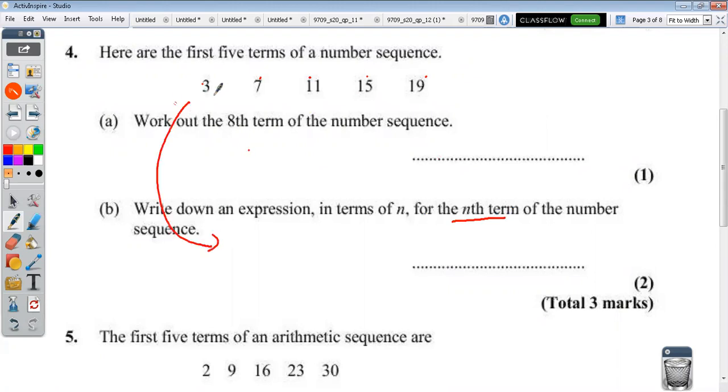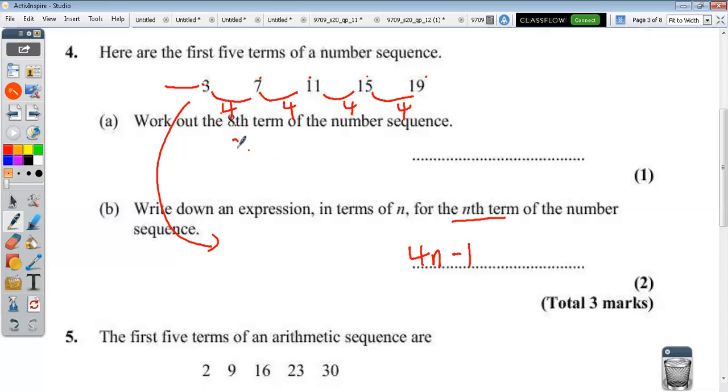Let's do that. What is the difference there, Takuzwa? Plus 4. The difference is plus 4. So it's a 4n multiplication table. Then what's the number before that? Minus 1. 3 minus 4 is minus 1. So now let's go and find the 8th term.